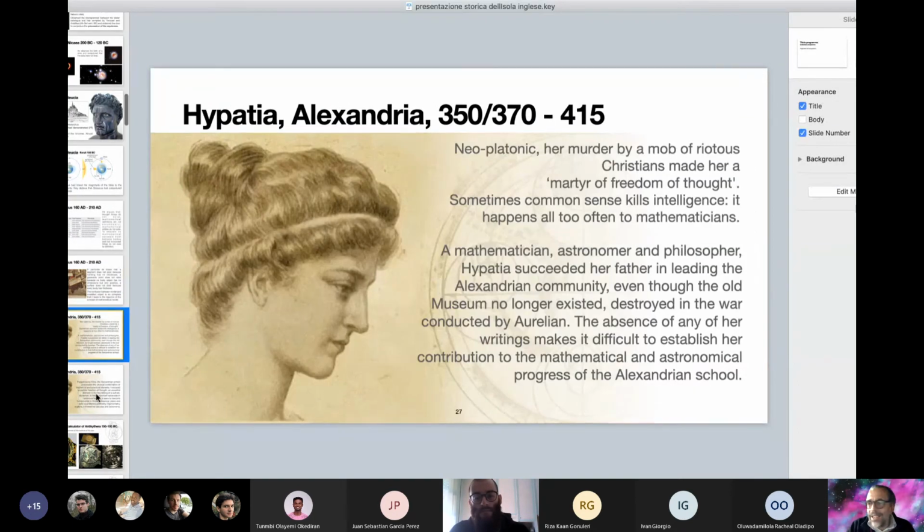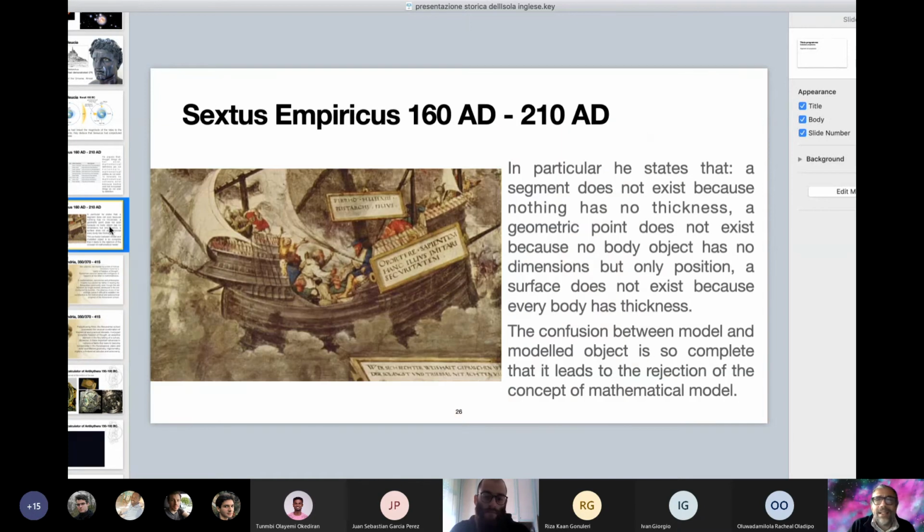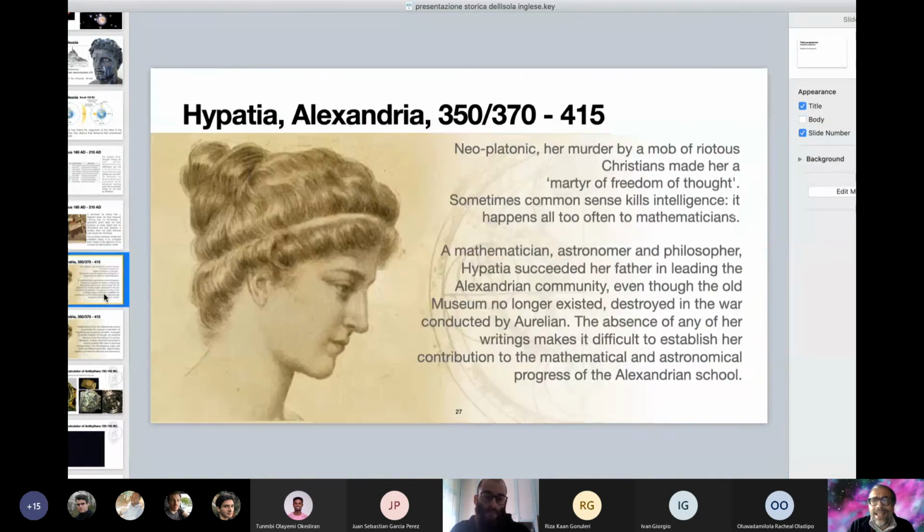Okay, today is the day of the woman, so it is necessary that we talk about Hypatia. Hypatia is later than Sextus, so her existence proves that the school of mathematical physics in Alexandria did survive the criticism of Sextus Empiricus for a while, but it did not survive a mob of Christians who killed her. So she can be considered a martyr of freedom of thought.